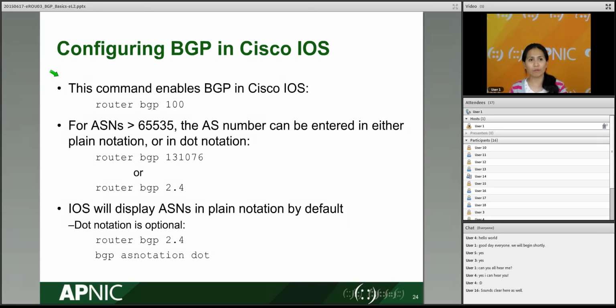We will use the command. Here we have router BGP. This is the command we use, and then followed by the AS number. So this is your AS number. So router BGP 100. I think this is for AS 100.